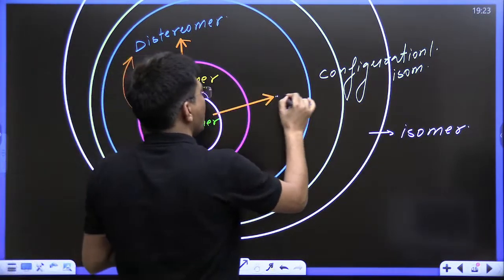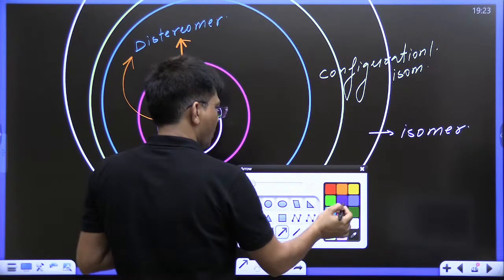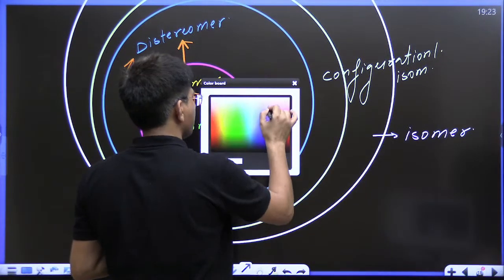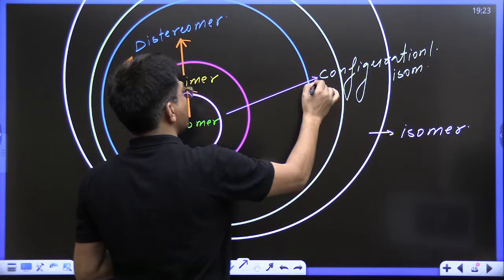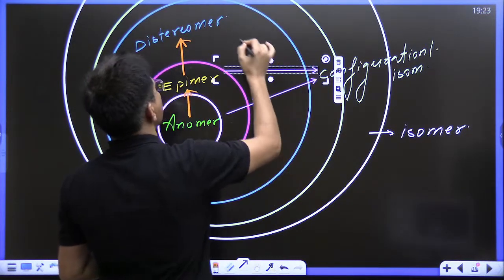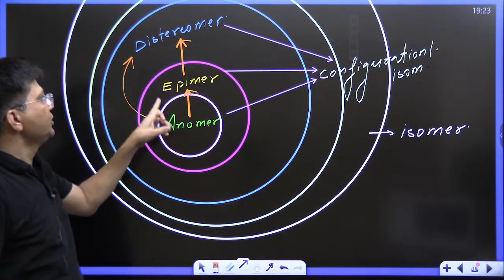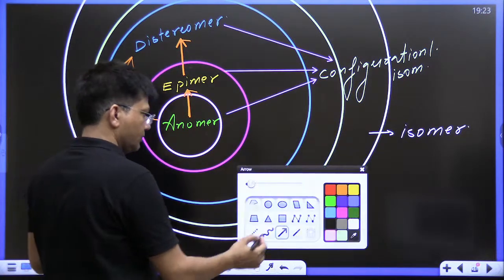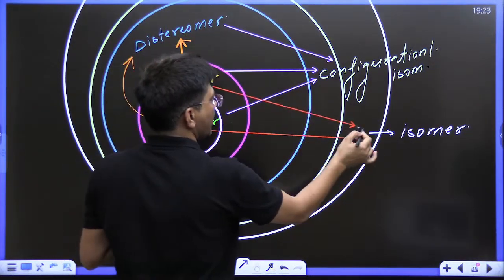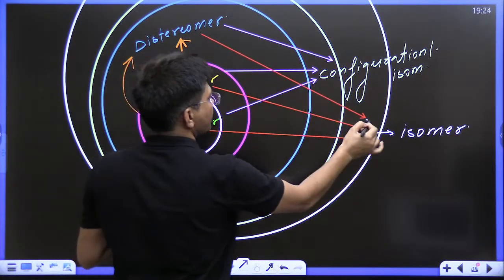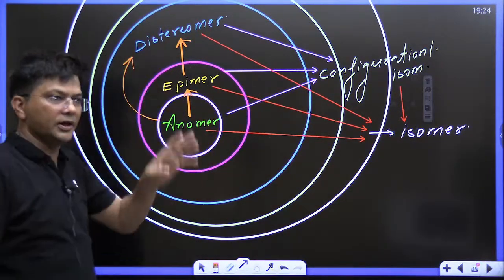All anomers are always configurational isomers. All epimers are always configurational isomers. All diastereomers are always configurational isomers. But all configurational isomers need not be like this. Now see, all anomers are always isomers. All epimers are always isomers. All diastereomers are always isomers. All configurational isomers are always isomers. But all isomers need not be all this.